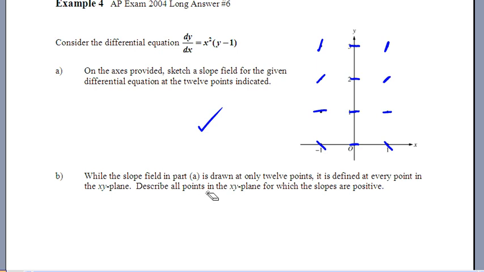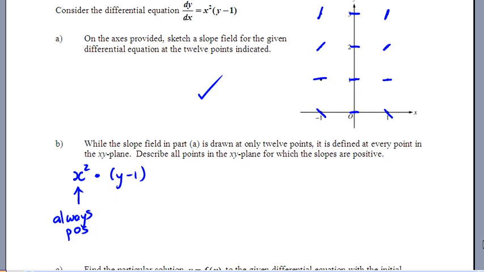It says, describe all the points in the XY plane for which the slopes are positive. When do you get a positive answer? Well, it doesn't look like we were getting positive answers here. So why was that? Well, that's when this y minus 1 is negative. If you think about it, you've got these two things multiplied together: x squared multiplied by y minus 1. This x squared is always positive. Well, maybe 0, but it's never negative. So if you want your answer for x squared times y minus 1 to be positive, then you need this to be positive.